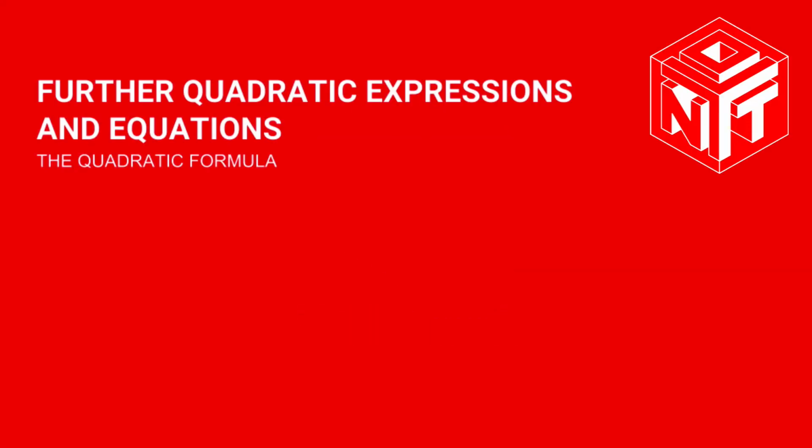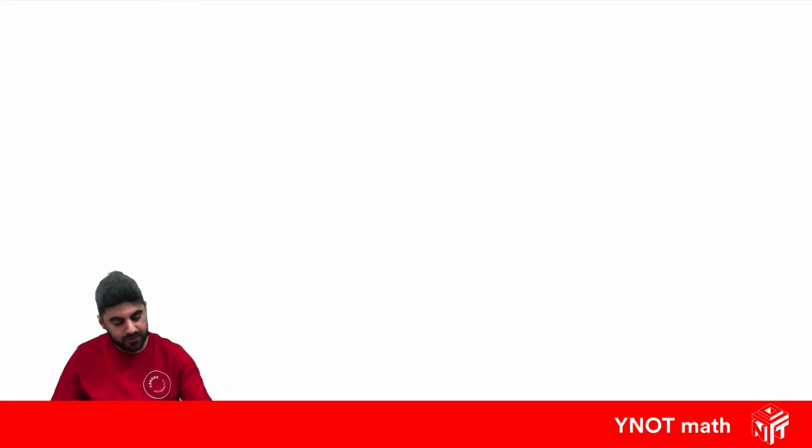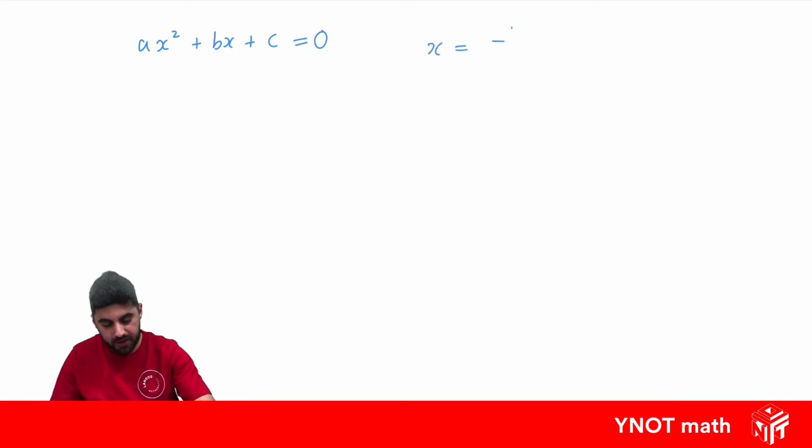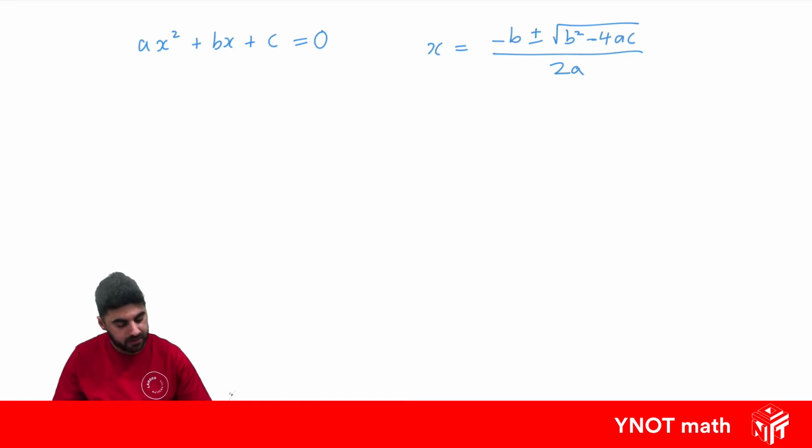The quadratic formula. So if we have an equation in the form ax squared plus bx plus c equals 0, we can actually use a formula to solve this quadratic equation. And that formula is x equals minus b plus or minus the square root of b squared minus 4ac, all over 2a, where a, b and c are the coefficients in your quadratic equation.